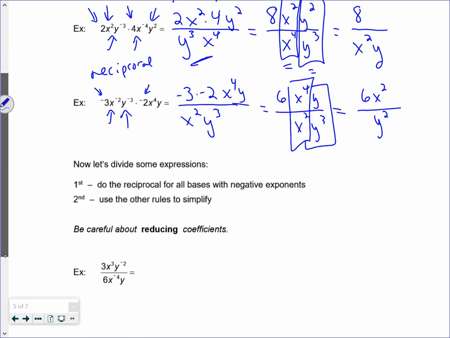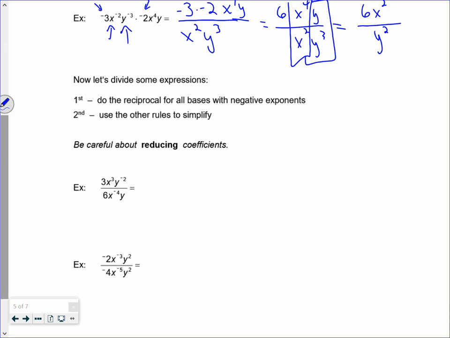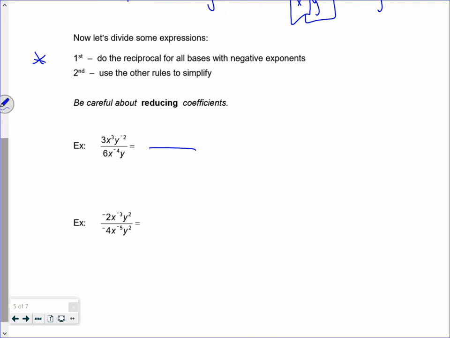Last 2. Sometimes the problems come at you as a fraction. You still do all of the reciprocals first. If you have negative exponents, do the reciprocal. If you do not have negative exponents, do not do the reciprocal. Set up a fraction bar. I'm going to look at each piece. No reciprocal for 3 and 6.